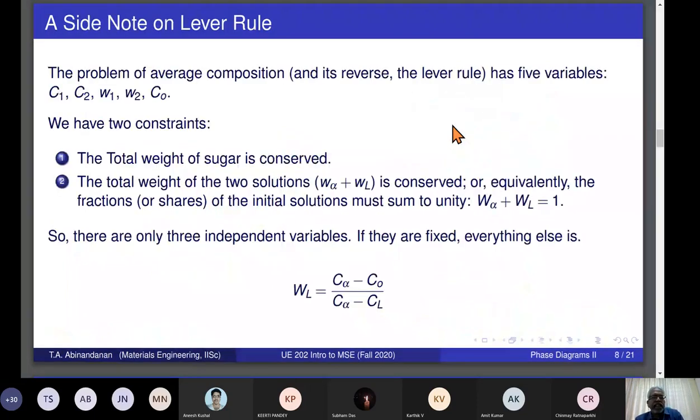And this is only a side note. Even though we started with some 5 variables, there are 2 constraints. I'm just making a connection with the Gibbs phase rule type situation here. And that means there are only 3 relevant variables, independent variables. If they are all fixed, everything else is automatically fixed as well. And that is how we end up with the 4th quantity here, which is the weight fraction, the phase fraction of liquid.